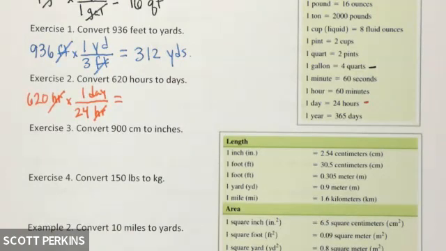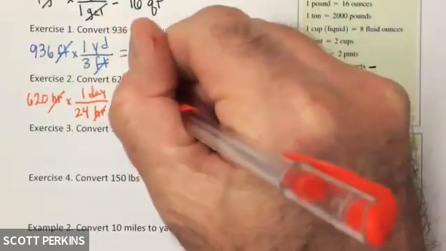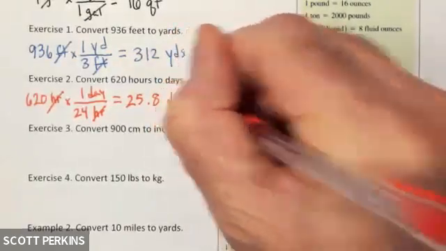And so when I pop that into my calculator, which you've probably already done, that turns out to be 25.83 repeating. So we will just make it 25.8 days.